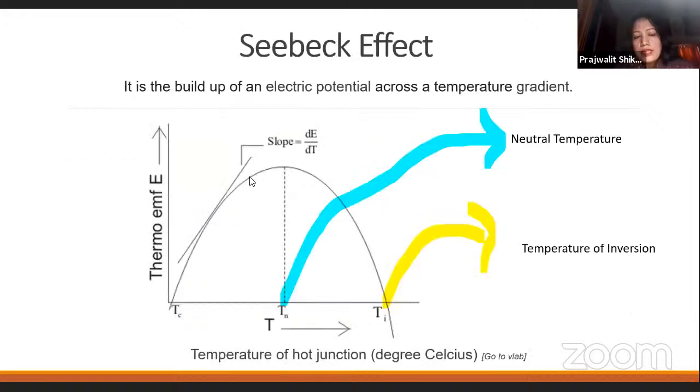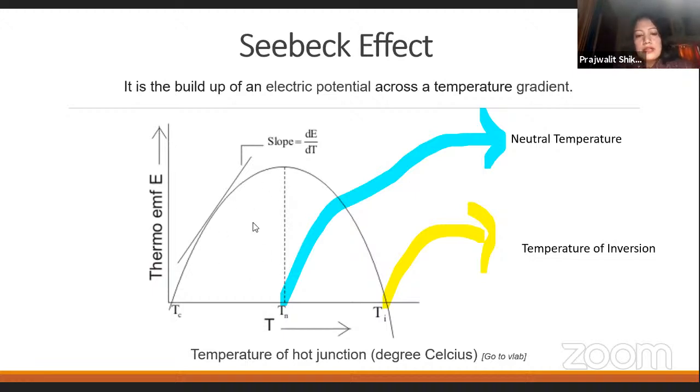So as I showed you, this is the relation which describes that exponential variation. And then we reach a point where further increase in temperature does not change the thermo EMF. That point is called the neutral temperature. And when the temperature is increased further, the thermo EMF decreases, and then we reach a point where it reverses its direction. This is called the temperature of inversion. So we have to plot this graph and study this.